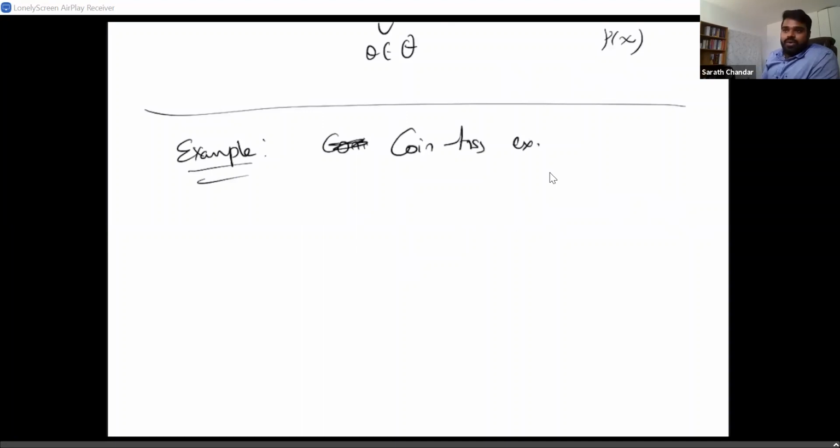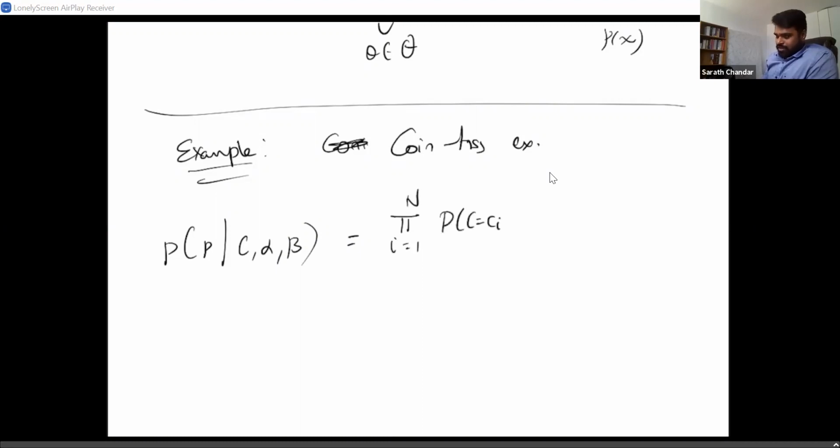Okay. Now, in the coin toss example, we want to ask this question: what is the probability of P given the data set and alpha and beta? Now, this is simply the product over i equal to 1 to capital N of the probability of C equal to Ci given P. So this is the likelihood term. I'm just applying Bayes rule here, okay? So this is my posterior.